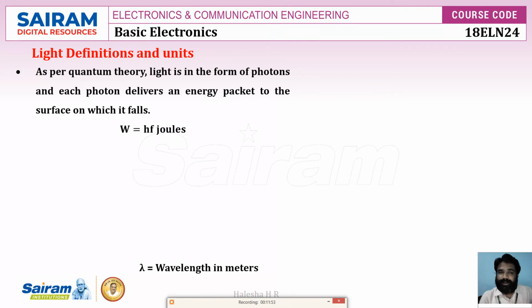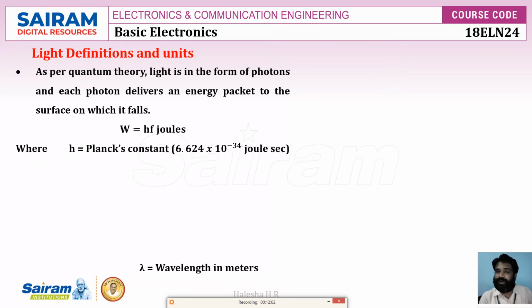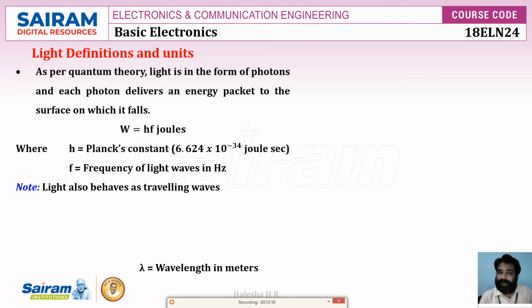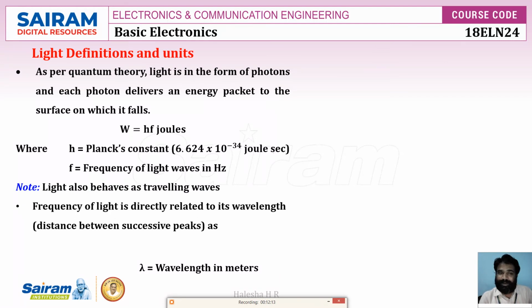So that is expressed as W is equal to hf joules. h is the Planck constant, that is 6.624 into 10 to the power minus 34 joule second, and f is the frequency of light waves in hertz. That means light also behaves as a traveling wave, and its frequency is directly related to wavelength. Wavelength is the distance between successive peaks.